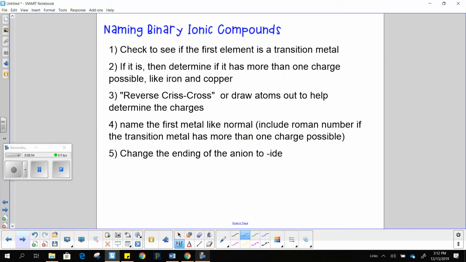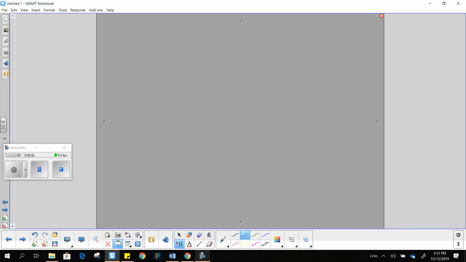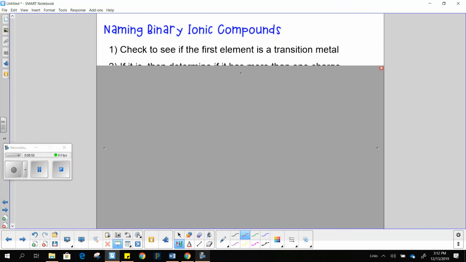All right, now when you're doing naming, the rules are similar in a way. You have to first check to see if your first element is transition. The reason that we do that, guys, is because if we have a transition metal that happens to have more than 1 ion, you must use a Roman numeral.